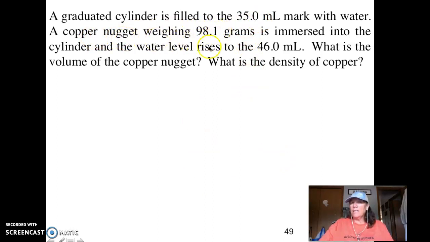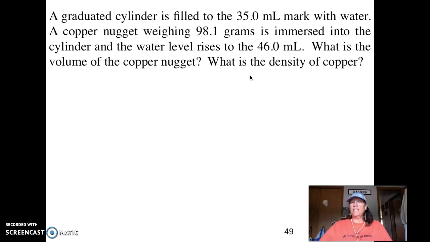I know what it weighs. That's easy. I put it on the scale. But once I drop it in there, its level goes from 35 to 46. Well, the difference between those two is going to be its volume. So I know now that its volume is going to be 11. If you can fit something into a graduated cylinder, you can find its volume by taking the initial volume and the final volume and subtracting the two. And that'll tell you the volume.